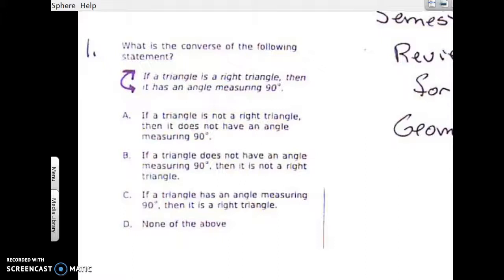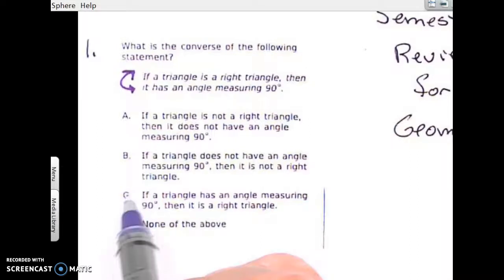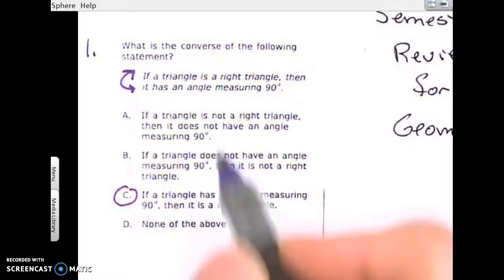And I should see something like, if it is an angle measuring 90 degrees, then a triangle is a right triangle. And if I look at my answer choices, answer choice A has the word not in it. Answer choice B has a not in it, so we're negating those two. Answer choice C says, if a triangle has an angle measuring 90 degrees, then it is a right triangle. That's the one we're looking for. So answer choice C is our converse.